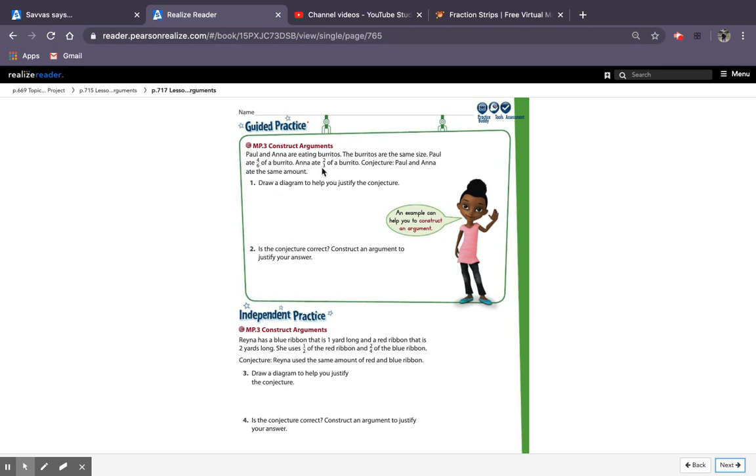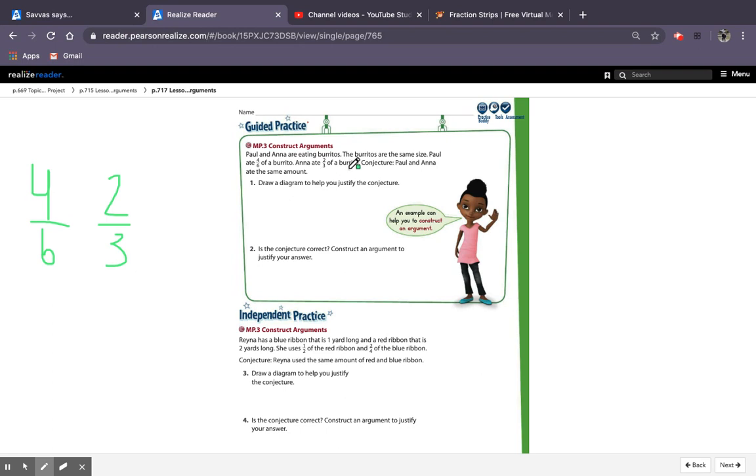It says Paul and Anna are eating burritos. The burritos are the same size. Paul ate 4/6 of a burrito. Anna ate 2/3 of a burrito. Conjecture: Paul and Anna ate the same amount. So we need to see if 4/6 and 2/3 are equivalent fractions. Just draw a diagram to help you justify the conjecture.